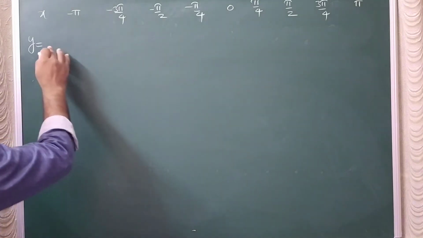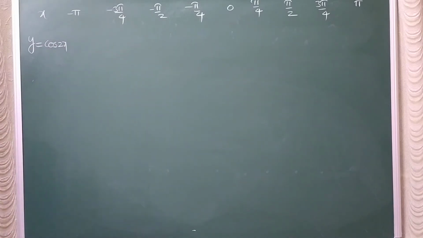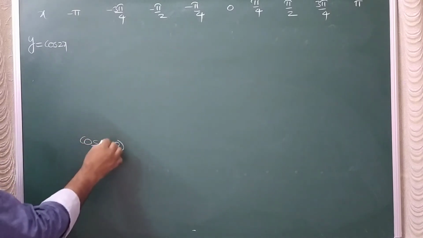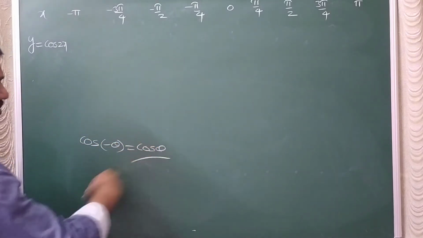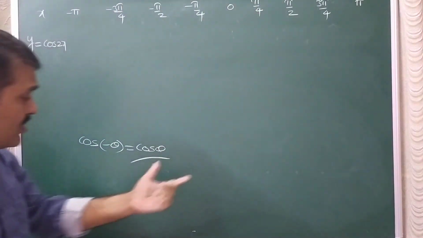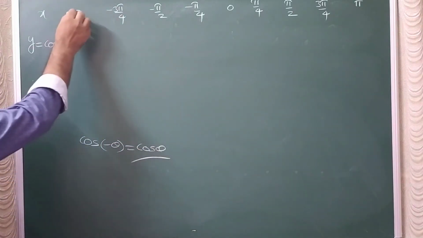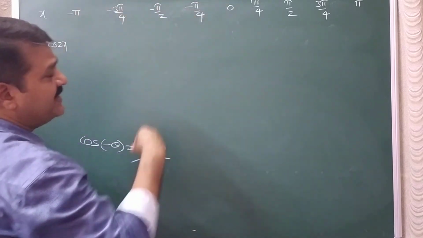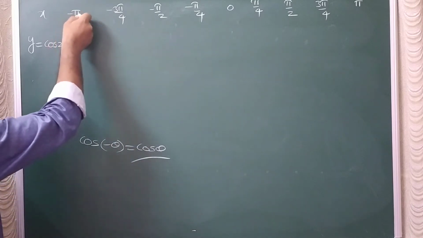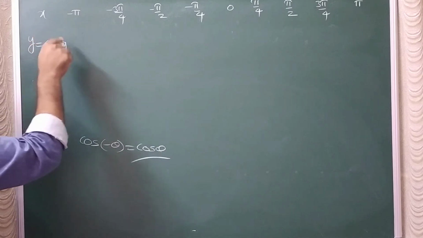Okay, so the graph of y is equal to cos 2x, let us draw first. So we know that cos of minus theta is cos theta. So for negative angles as well as positive angles, the cos function value is going to be same only. So cos of minus pi is same as cos pi. What is that? Minus 1. Okay, so when I substitute here, cos of minus 2 pi is same as cos of 2 pi.